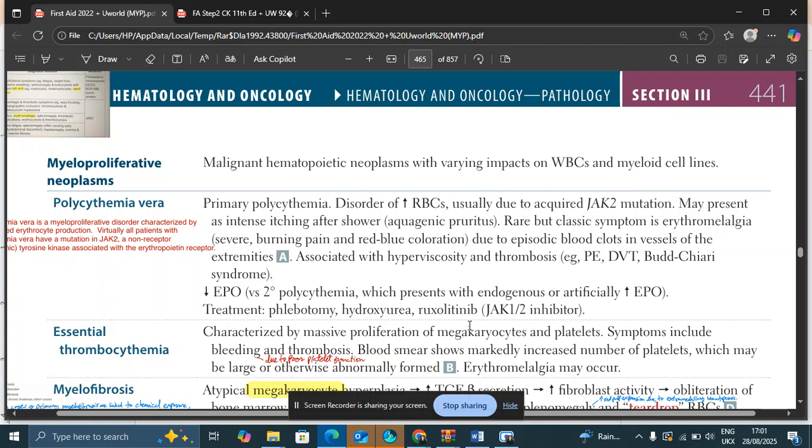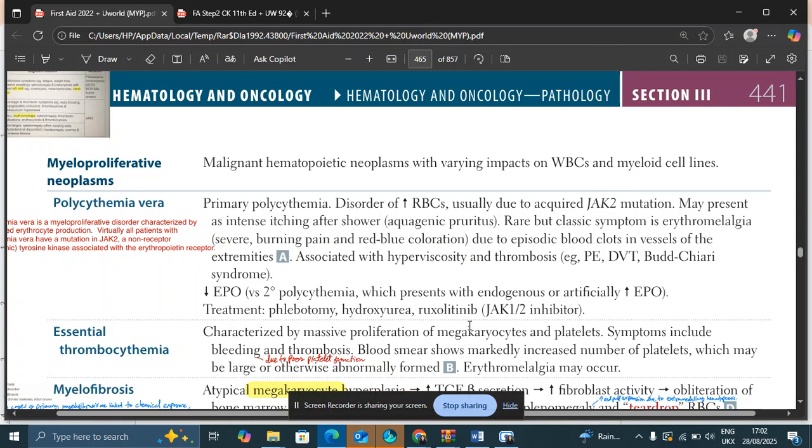One important thing I want to highlight here is that because of the increased cell turnover, uric acid levels are usually high in patients with polycythemia vera, and that can lead to gout and kidney stones. So this is again one of the important findings in patients with polycythemia vera, other than hyperviscosity and thrombosis.